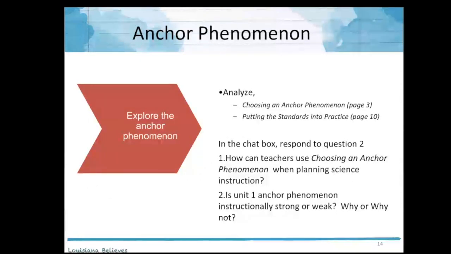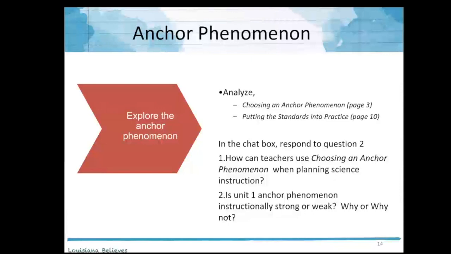So that brings us to the very first stage of the instructional process, which is exploring the anchor phenomenon. Now, before we dig deep into what students are doing during this first segment of the process, I want to make sure that I'm also giving you an opportunity to look at how we have selected anchor phenomenon.